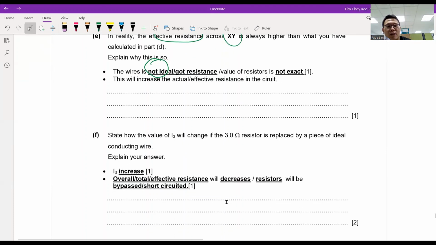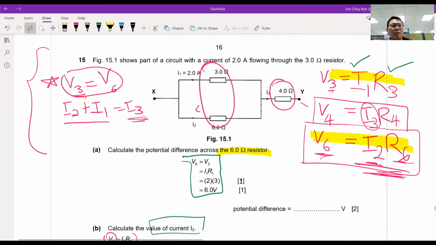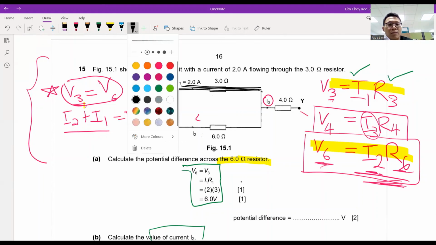Part F, state how I3 will change if the 3 ohm is replaced by a piece of wire. Now take note of this: the 3 ohm is replaced by a wire. The question is asking how I3 will change. So now if I replace this with a wire, I connect this with a piece of wire, maybe a big one.